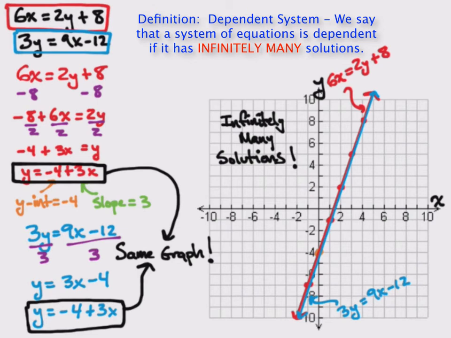So what we do here is we do want to say infinitely many solutions, but we want to describe this solution set to the reader. And to do that, all we need to do is actually just write one of our original equations from our system. And that tells the reader there are infinitely many solutions, and they are all the solutions to the equation 6x = 2y + 8.